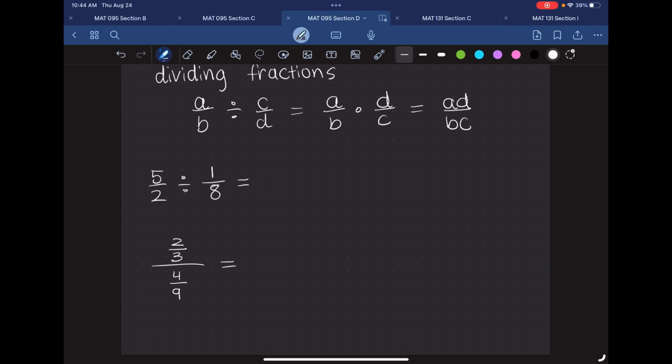If I have 5 halves divided by 1/8, I know division is just multiplying by the reciprocal, so I'm going to rewrite this problem as 5 halves times 8 over 1. And then I multiply across the top and bottom. If you want to fully multiply everything and then simplify, that's fine. If you want to notice that, hey, this 8 and 2 actually simplifies to a 4 and 1, you can do that as well. So we get 20 over 1, which is just 20.